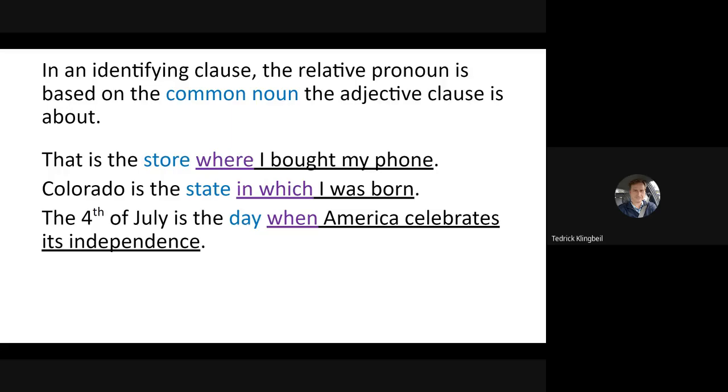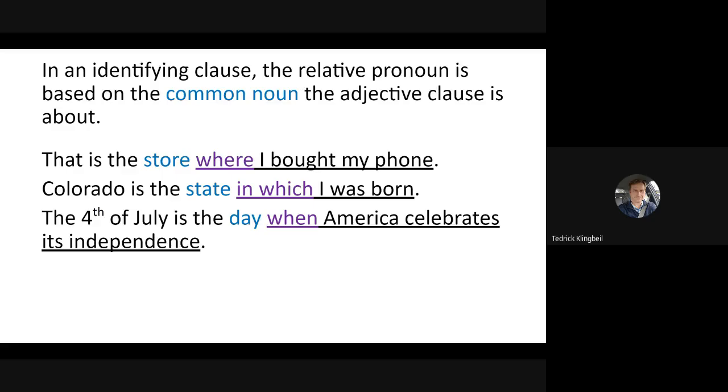Okay, so the first one, that is the store. Would you say that is the store who I bought my phone? No, of course not. You say where, because store is a place. Okay, so where and in which are similar. Colorado is the state in which I was born. You could also say where I was born, but we're going to use in which because it's good to change your language when you're writing. Don't use the same words over and over. So it's good to switch them if you can. All right, so obviously a state is a place, so we say in which, okay?